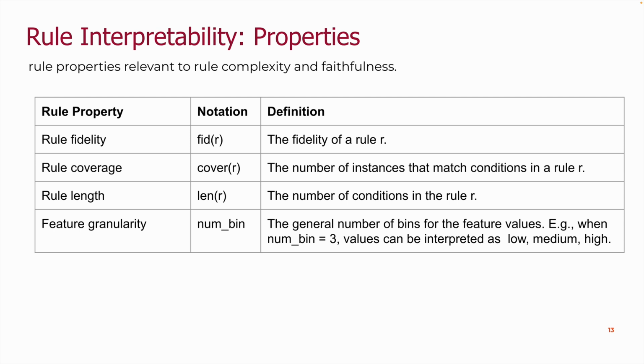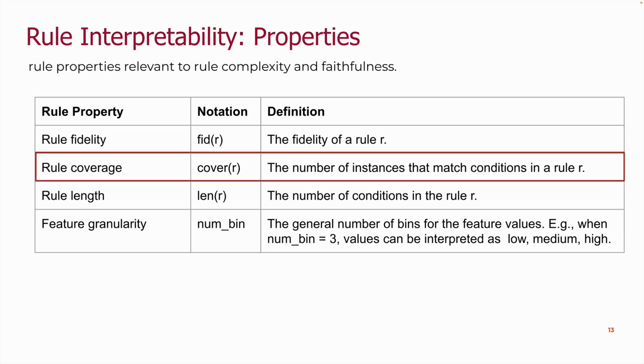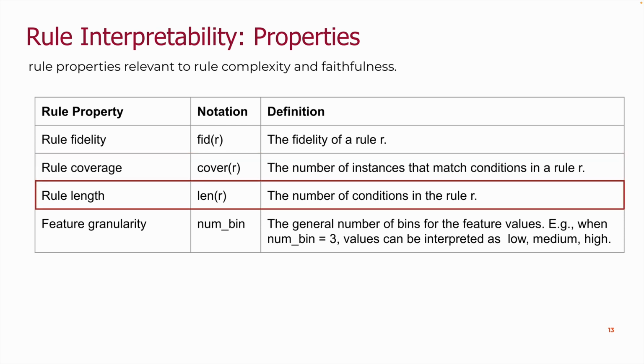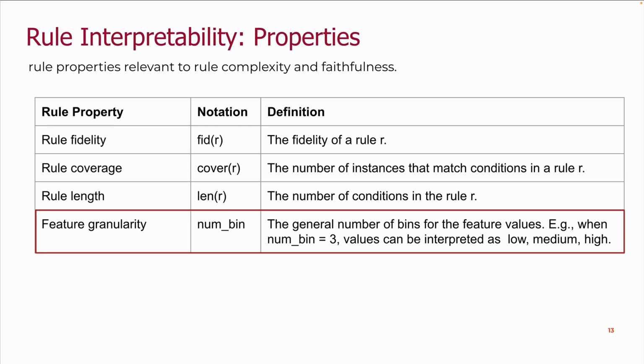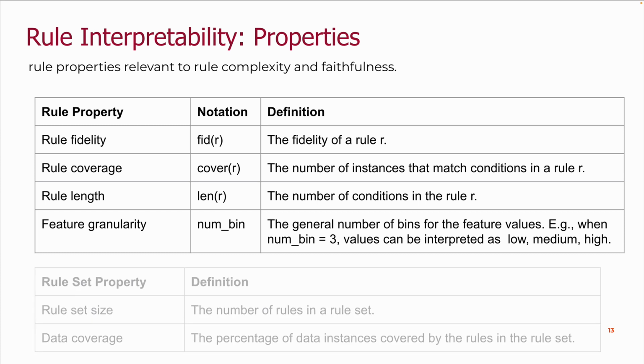To deal with the trade-offs between complexity and faithfulness, we introduce a few rule properties. For each rule, we care about rule fidelity, which is what we just introduced, rule coverage, the number of instances that can match the rule, rule length, the number of conditions in the rule, and feature granularity. We use number of bins to control the granularity level of the feature values. For example, if number of bins equals 3, the feature values can be generally interpreted as low, medium, or high. We also care about the rule set level properties.